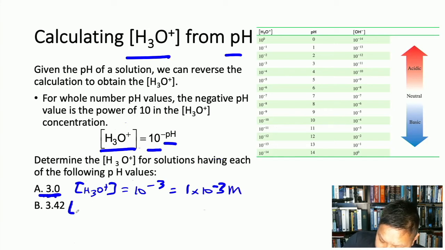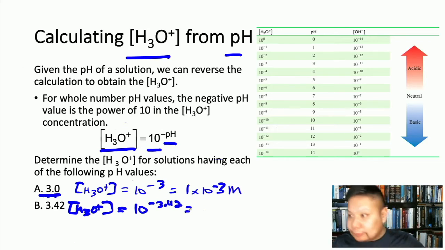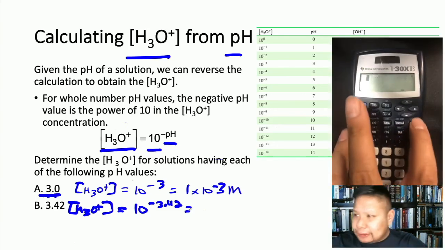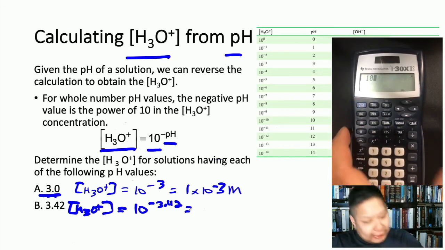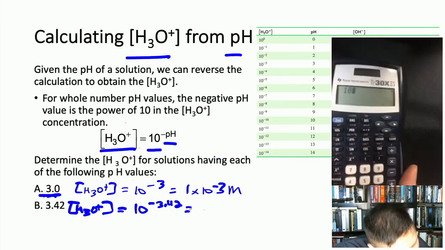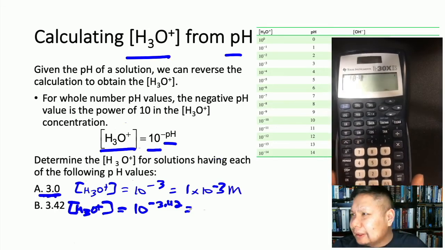We'll do the same thing here, H3O plus equals 10 to the negative 3.42. Now that one's not so easy to figure out. It doesn't just transfer like that. So let's put this into the calculator. Let's switch over to the calculator view. There we go. Clear. So we want to do 10, and this is to the negative exponent, which is going to be this number right here, this x to the minus right there.